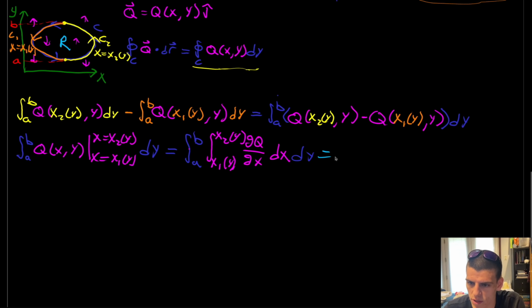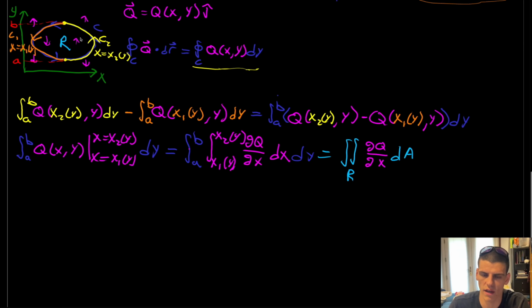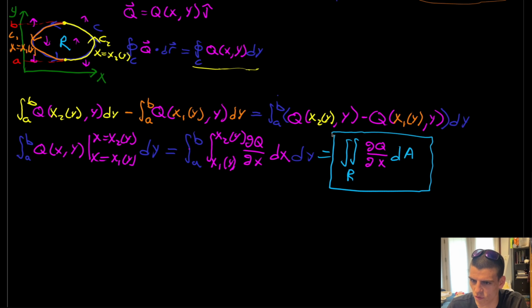So this whole thing is able to be rewritten as the double integral over the region R of partial q partial x, and then times dA. We can rewrite this dx dy as just some little unit of area in our region, dA, dx times dy. And so that is the result we were looking for on this second one. And now, in a moment here, I'm going to put these two together and show you how we get to Green's theorem from here.